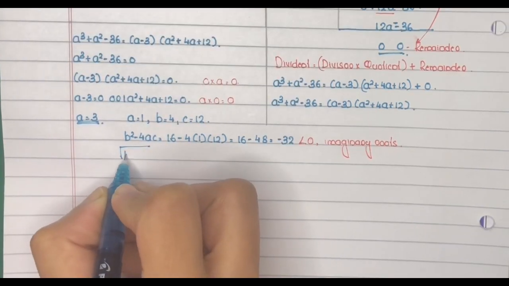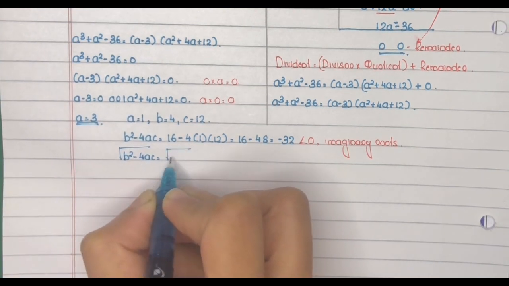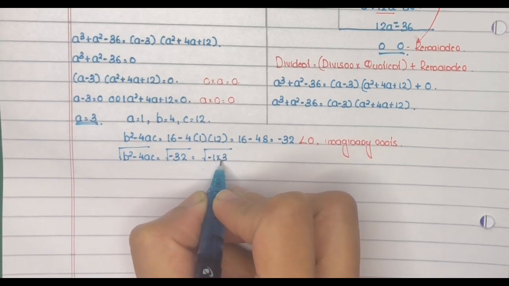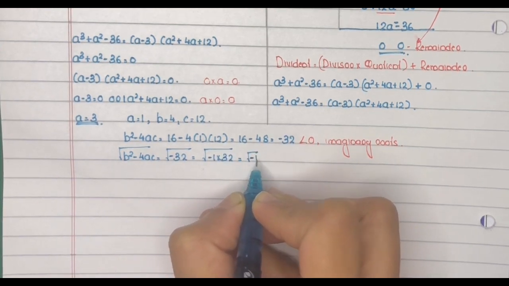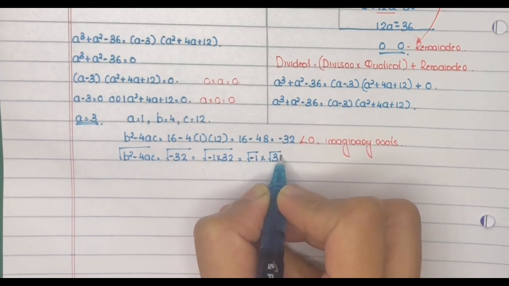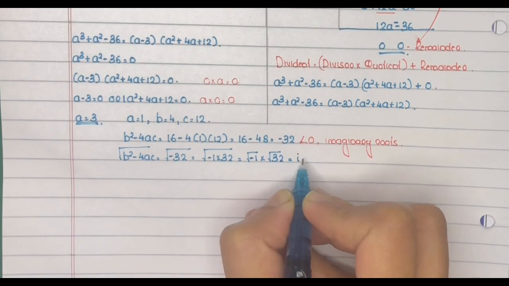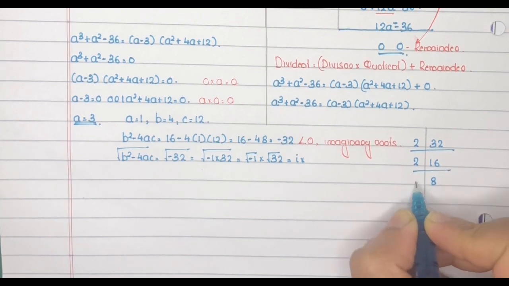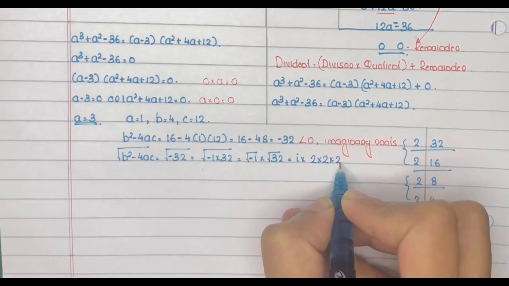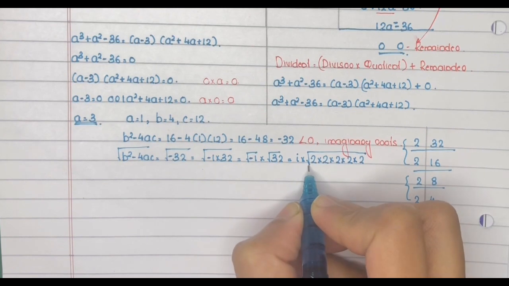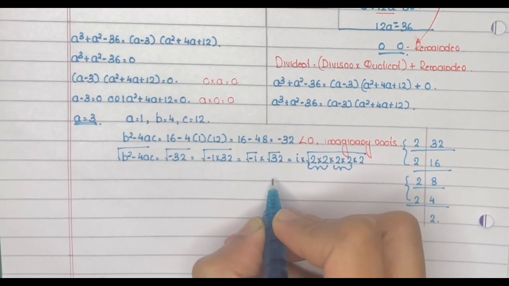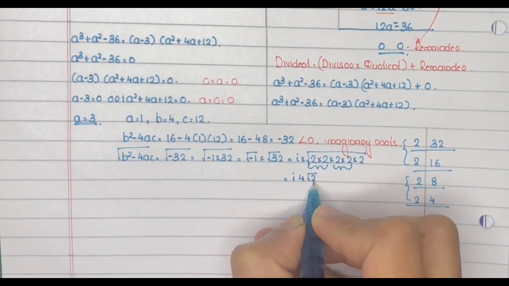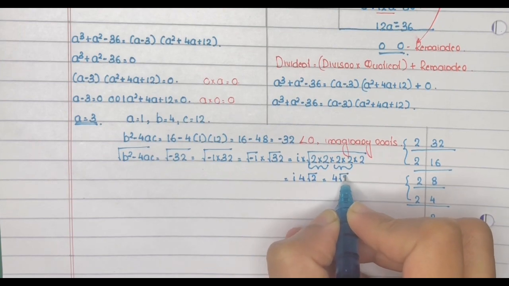So root of b square minus 4ac equal to root of minus 32, you can write it as minus 1 into 32, that is, root of minus 1 into root 32. Root minus 1 is i. Do the prime factorization of 32. Find the square root, equal to i into 2 into 2, 4 root 2, or 4 root 2 i.